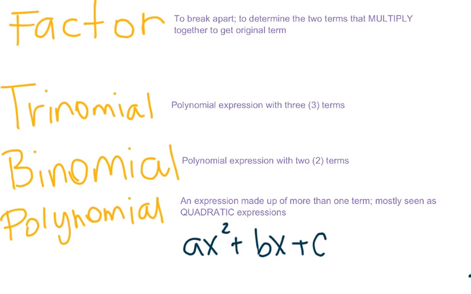Then we have trinomial, that prefix tri, meaning three. So it's a polynomial expression with three terms. We have binomial, prefix bi, meaning there are two terms. And then we have our polynomial, which is our overarching expression that's made up of more than one term. We mostly see this as a quadratic expression because we have this ax squared quadratic expression in the beginning of the expression plus bx plus c. So that's the type of expressions we'll mostly see in this lesson when it comes to factoring.